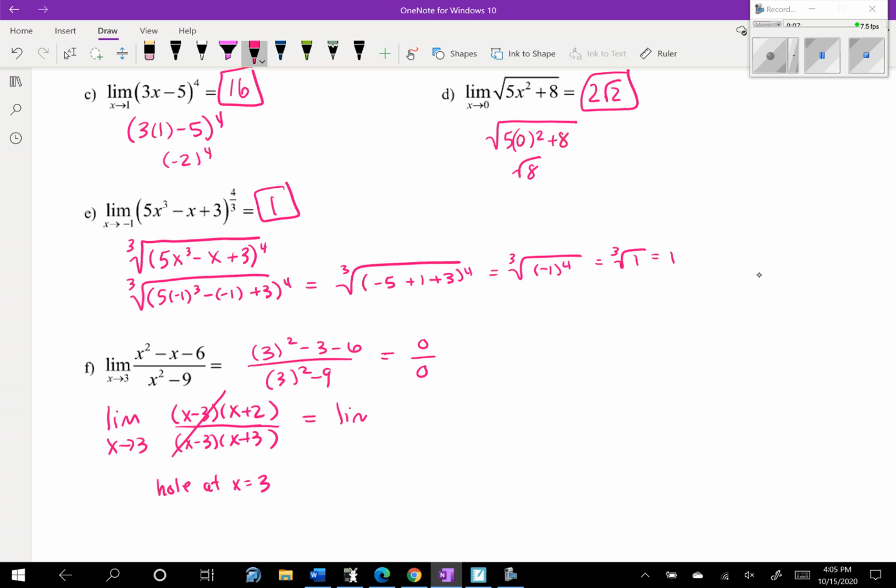That means if we simplify this, we can figure out where that hole is by plugging the value in for x, just like we did with our rational functions, because it no longer makes our denominator equal to 0. So when I plug that 3 in, I get 3 plus 2 over 3 plus 3, which gives me 5/6. So the limit of this whole function is 5/6. Again, very similar to when we graphed our rational functions. And of course, you could put this into your graphing calculator and confirm this graphically.